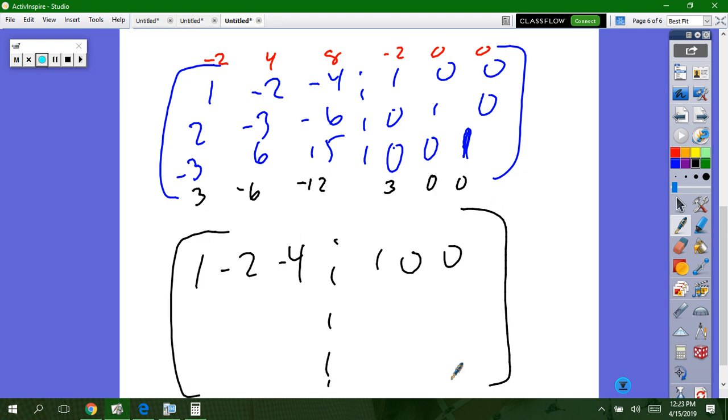Here we go. -2 plus 2, 0, and that's what we wanted to happen, wasn't it? 4 plus -3, 1. Oh, that's nice. They already gave us the one where we wanted. 8 minus 6. -2 plus 0. 0 plus 1. 0 plus 0. Okay? Let's add this black one I have right here plus row 3. -3 plus 0 is 0. 6 minus 6 is 0.